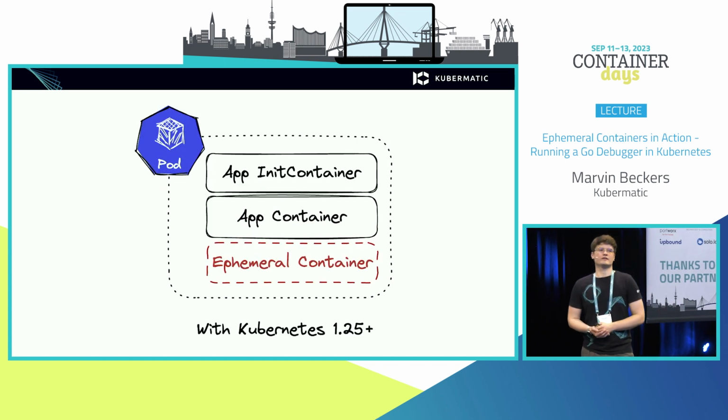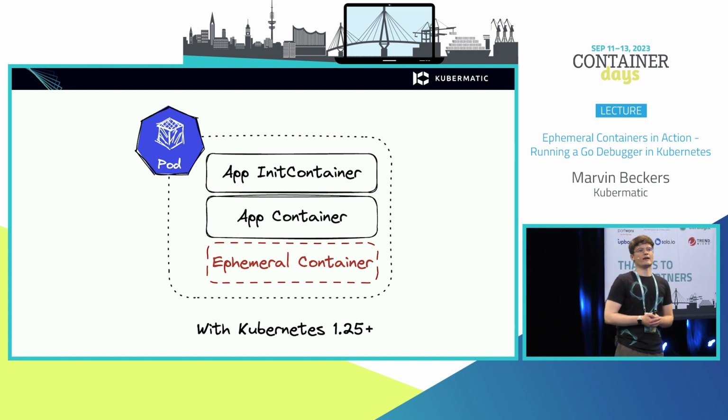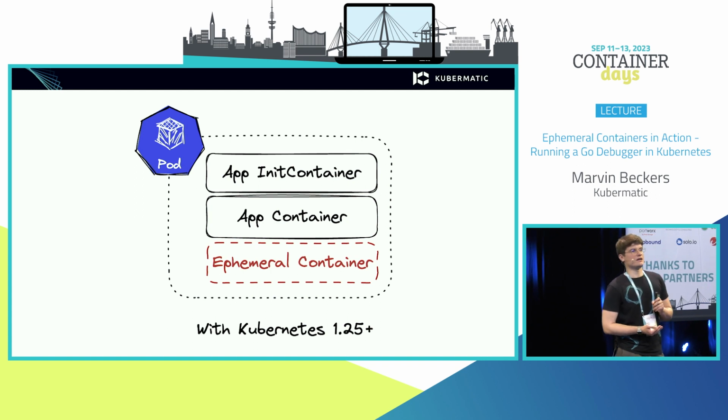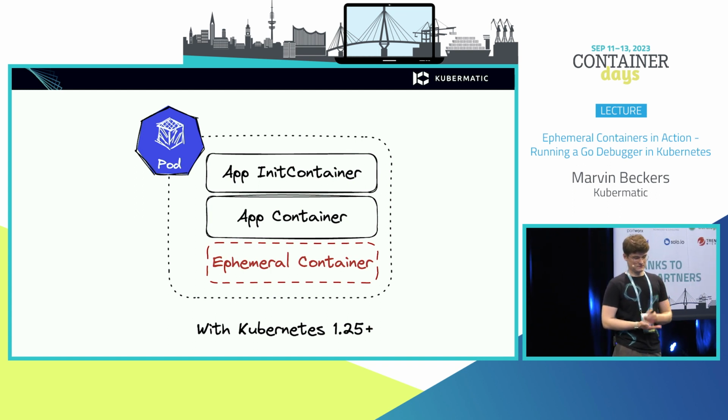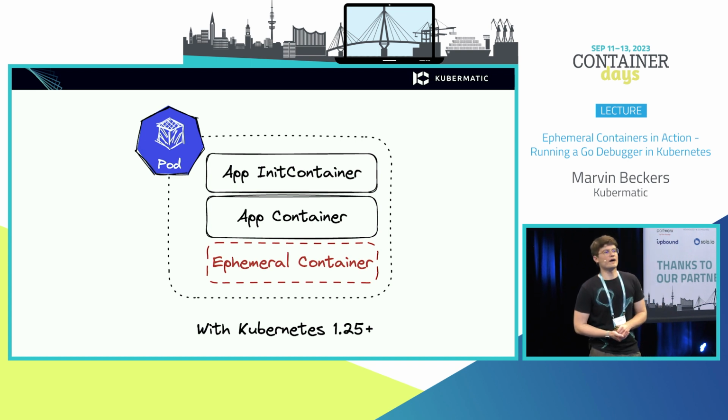Now, with Kubernetes 1.25, a third kind of container was added to the pod specification, and that is the ephemeral container. That means I can now not only create a pod with init containers and containers, I can actually add ephemeral containers to pods at runtime. This is one of the few fields in a pod spec that you can change while the pod is running.